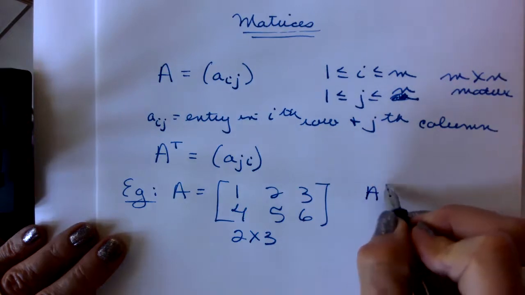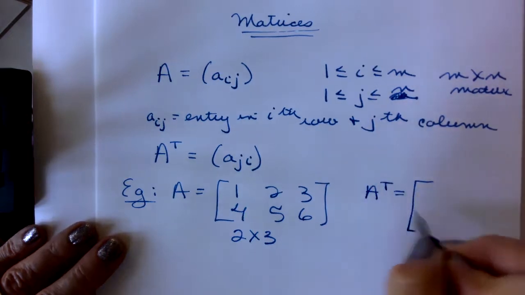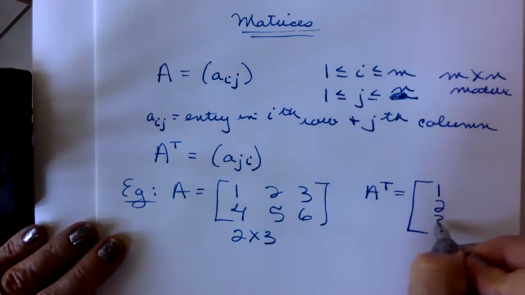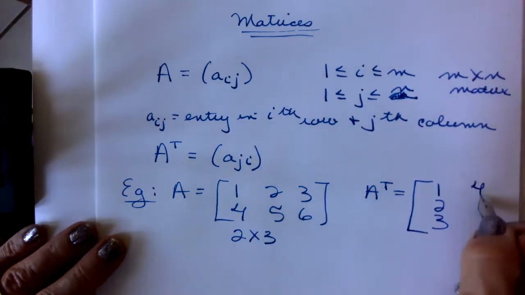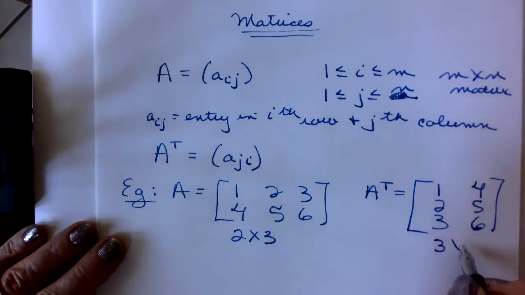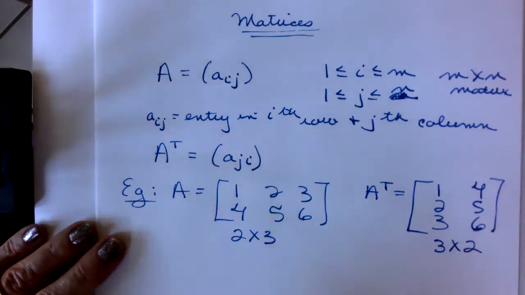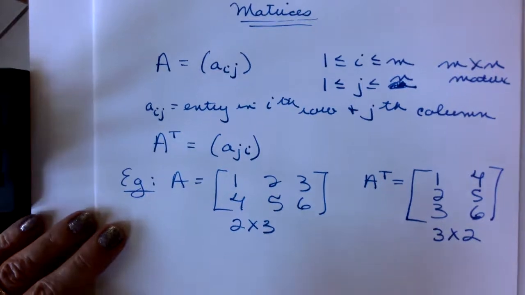And what is the transpose of this matrix? You take the first row and you make it the first column. And you take the second row and you make it the second column. And then you clearly see that the transpose is a 3 by 2 matrix. Okay, so that's all there is to transposes.